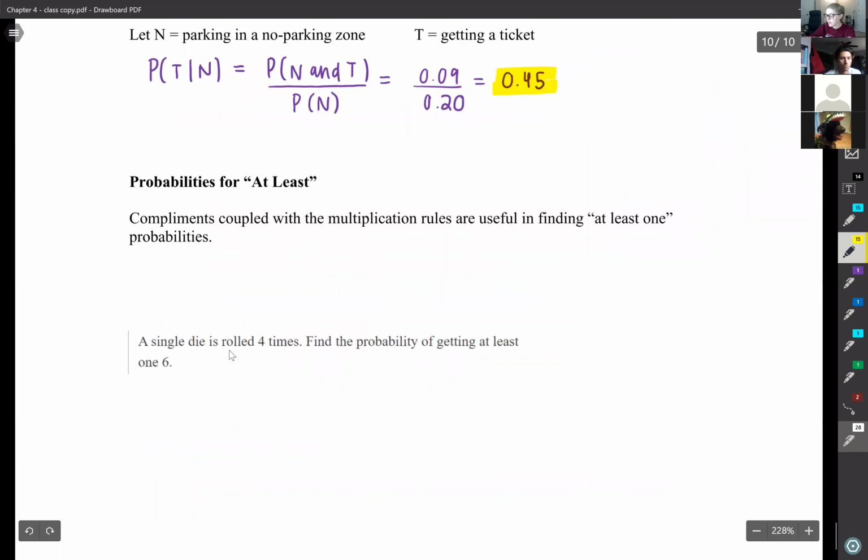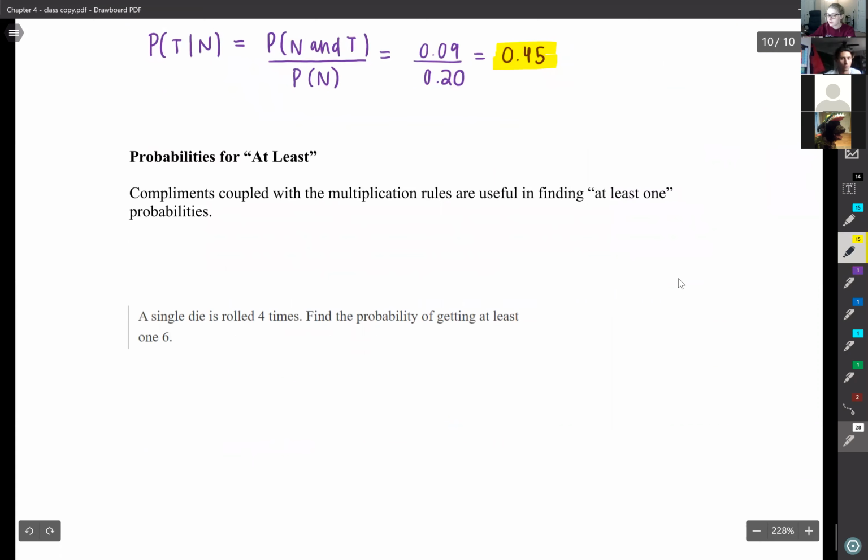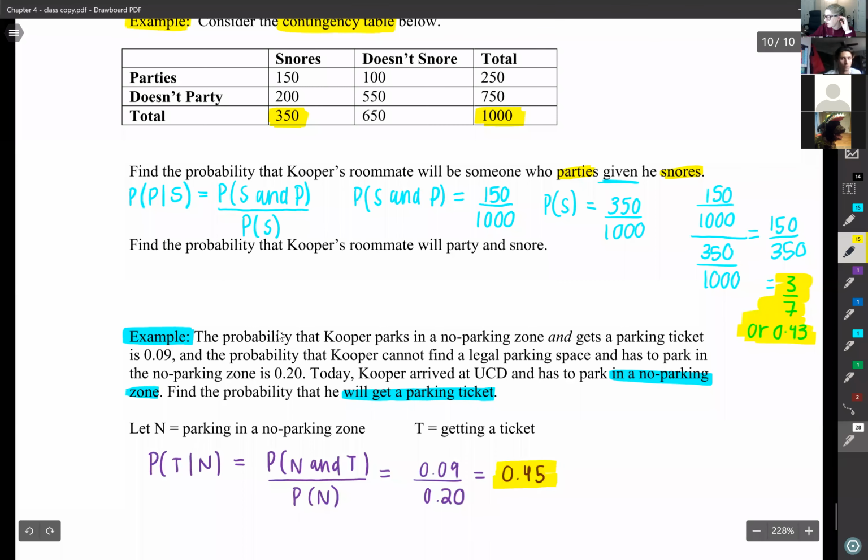So I am not going to do the at least probability, even though it's only one example. I'm not going to do it. Don't worry about it for the exam. I will not put anything on there that is a probability that says at least. So don't worry about that. We'll do it before the exam, but it won't be on there. So don't worry about studying that. But everything else is fair game on here.